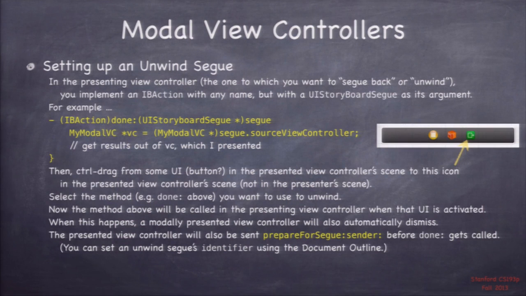Some method has to be called in them when you unwind. Okay, that kind of method, it's an IB action, right? It's the kind of thing that Xcode pays special attention to. So it looks kind of like a target action method. But the argument is very important to get right. It's a UI storyboard segue.